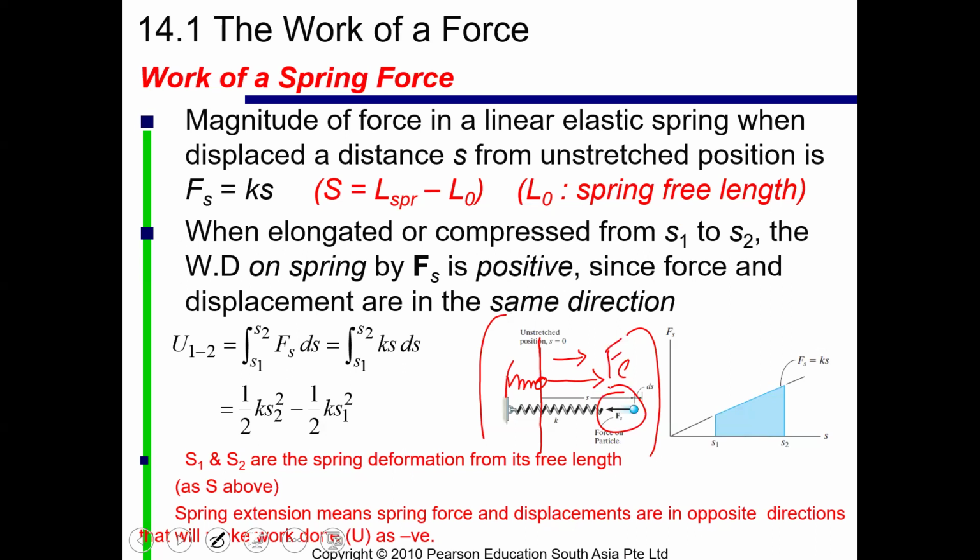Now, the rule is very simple. If this force, Fs, and the displacement, like the stretching of the spring, are both in the same direction, then this is a positive work done. And if they are opposite, then it would be a negative work done. So you will tell me which scenario will give you the positive work and which will give you the negative work, right?